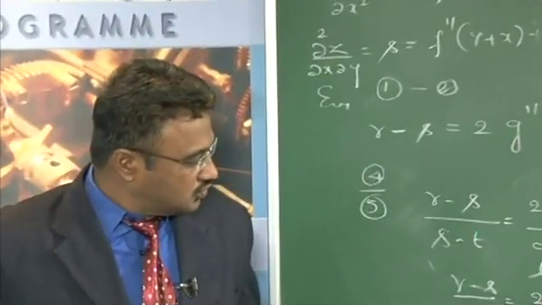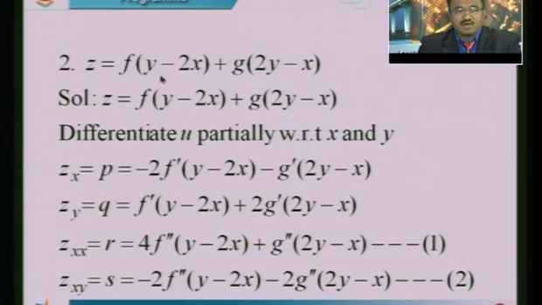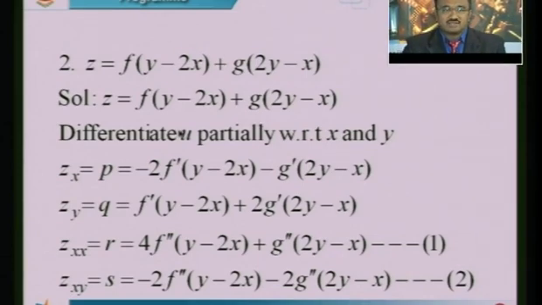In the same way, we can also do one more problem, for your convenience. See here, this is the problem given: z equals f of (y minus 2x) plus g of (2y minus x). Again there are two functions to eliminate. Differentiate z partially with respect to x and y. With respect to x, for the first function it is minus 2 times f dash (y minus 2x), and then minus g dash (2y minus x).